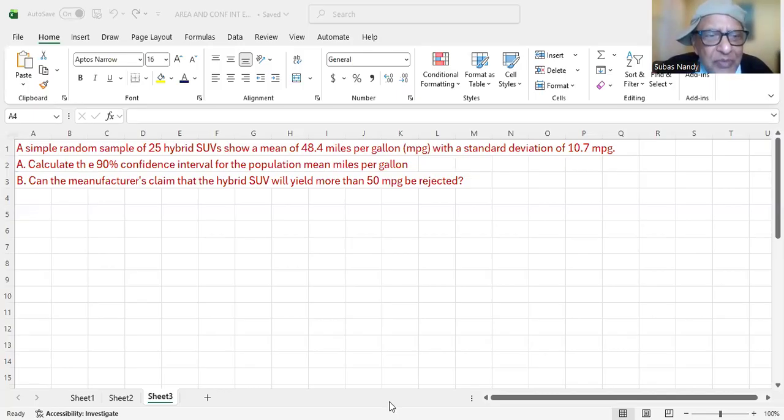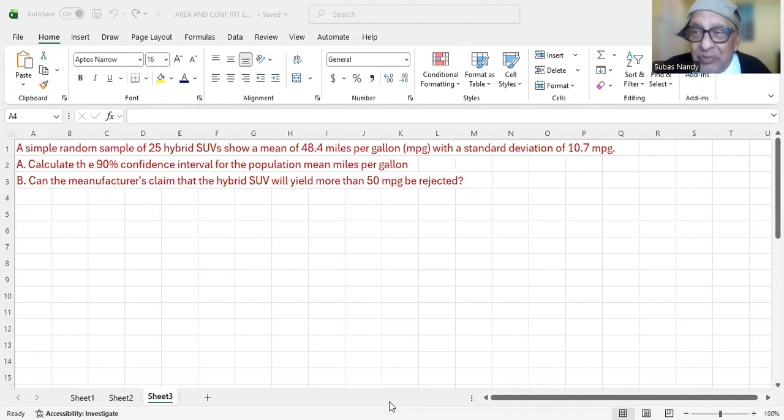A simple random sample of 25 hybrid SUVs show a mean of 48 miles per gallon with a standard deviation of 10.7 miles per gallon. Calculate the 90% confidence interval for the population mean miles per gallon. Part B, can the manufacturer's claim that the hybrid SUV will yield more than 15 miles per gallon be rejected? We will work out part A and part B.